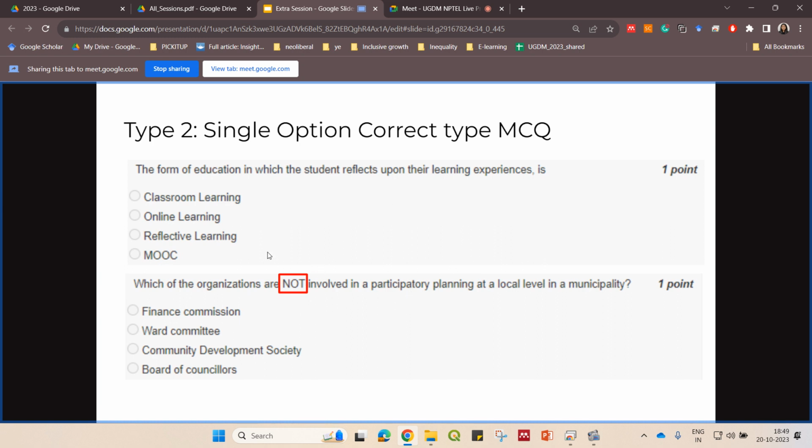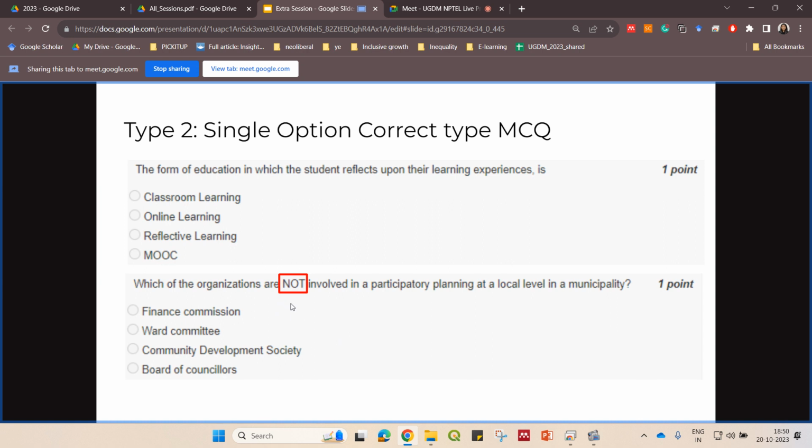Focus on the questions very carefully. If they are asking for the organization which are involved in the participatory planning, or they're asking for the organizations which are not involved in the participatory planning. So the easiest trick, or the easiest way to ensure that you do not get your answers wrong, is to focus on what type of question it is. First of all, if it is a single option correct type MCQ, there only will be one single option that is correct. There won't be multiple options which are correct.